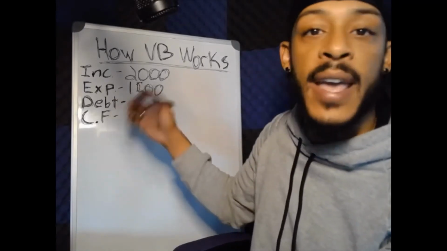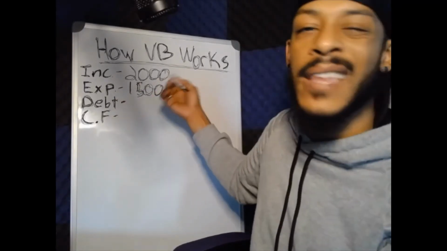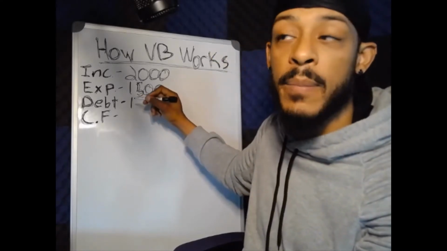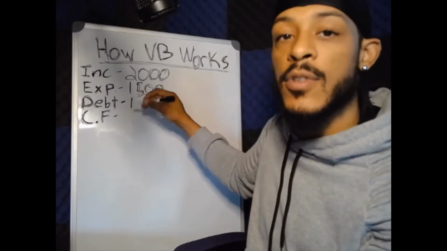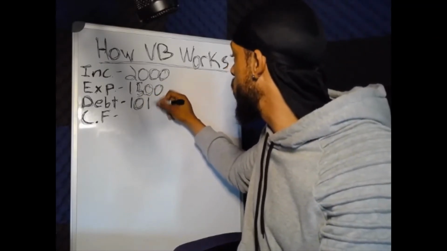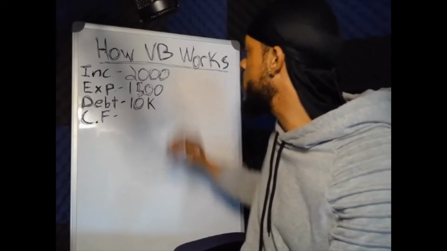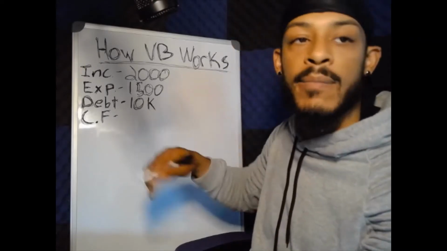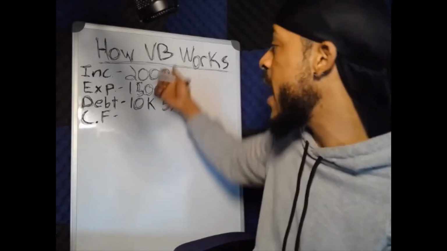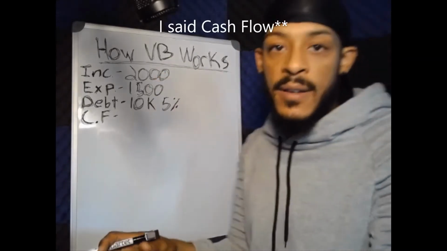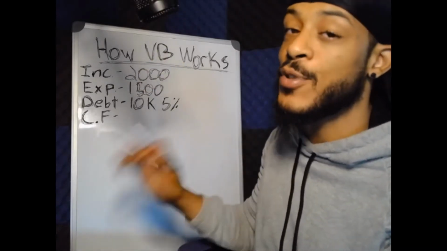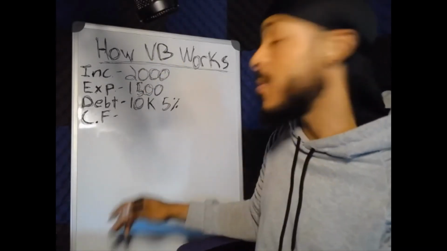And let's say your debt is whatever your debt is. It's $10,000, right? I know that may seem like a small debt, but let's just use $10K for now. At whatever interest, let's say 5%. Cash flow is $500 because 2,000 minus 1,500.